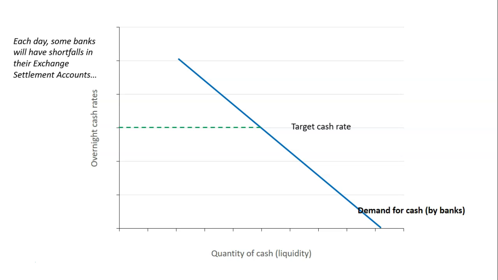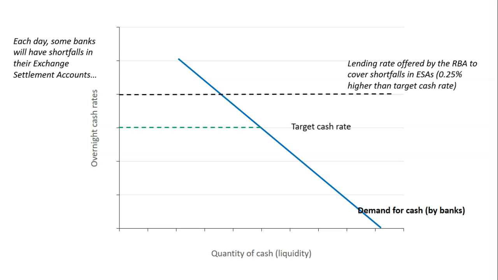Now, each day there'll be some banks that have shortfalls in their exchange settlement accounts. So at the end of the day, they don't have enough money in their accounts that they hold with the Reserve Bank, in which case they'll need to borrow money in order to make up that shortfall. What the Reserve Bank does is that it offers a lending rate to the private banks to cover their shortfalls in their exchange settlement accounts. And that interest rate that the Reserve Bank offers to the private banks is 0.25% higher than their announced or preferred target rate.